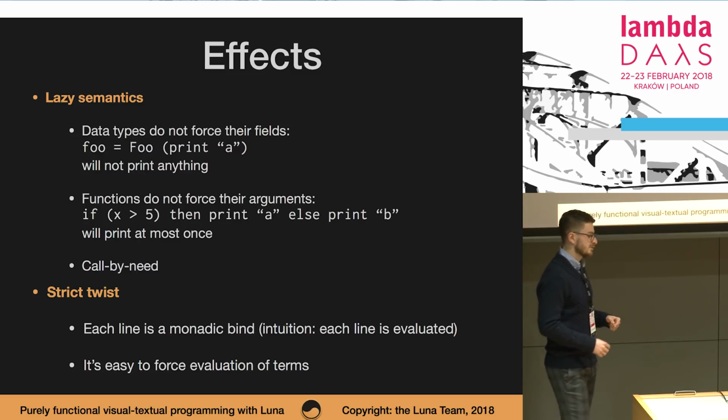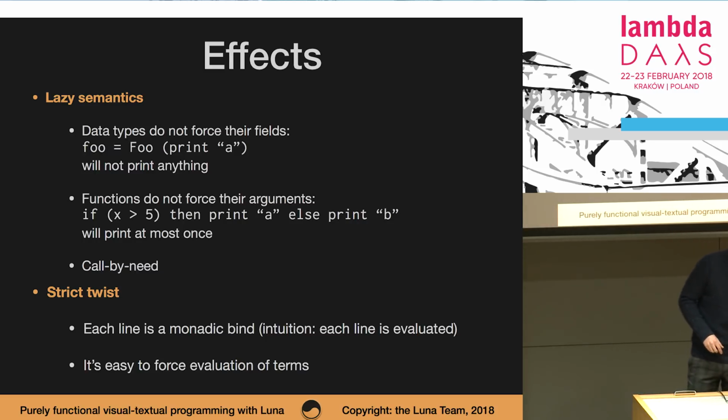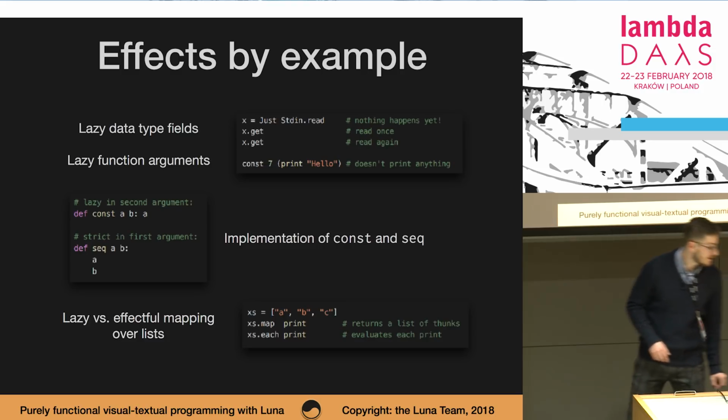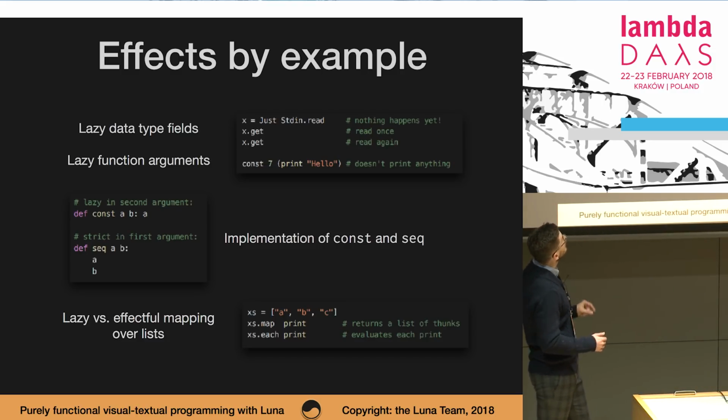And it's quite easy to actually force the evaluation of terms. So in Haskell, sometimes you need to do a little magic to do that. In Luna, this is intended to be really intuitive. And I'm going to show you some examples. Well, the lazy data type fields we mentioned. In the example here, we are wrapping the function reading from standard input in a just value. And it does nothing. Nothing is read.